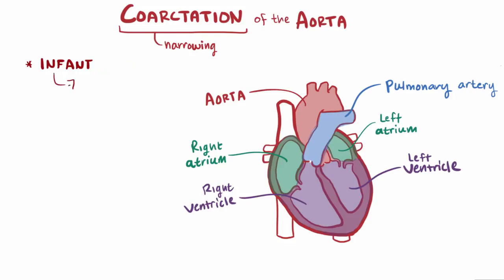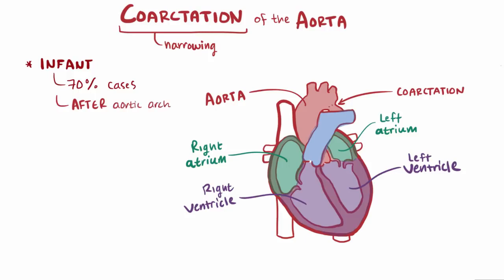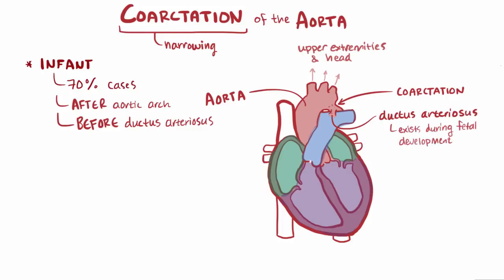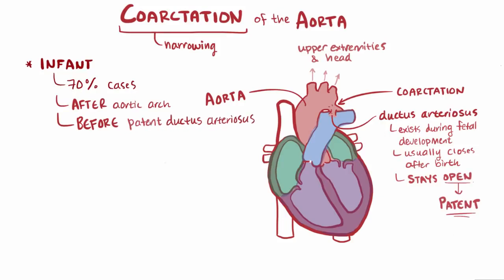With the infant form, which accounts for about 70% of cases, the coarctation comes after the aortic arch, which branches off to the upper extremities into the head, and before the ductus arteriosus. Now you might be thinking, hey, what's this ductus arteriosus thing doing here? Well, typically this guy only exists during fetal development and closes after birth. But with infantile coarctation, the ductus arteriosus is usually still open or patent. So there's a patent ductus arteriosus. In fact, sometimes this form is also called preductal coarctation.